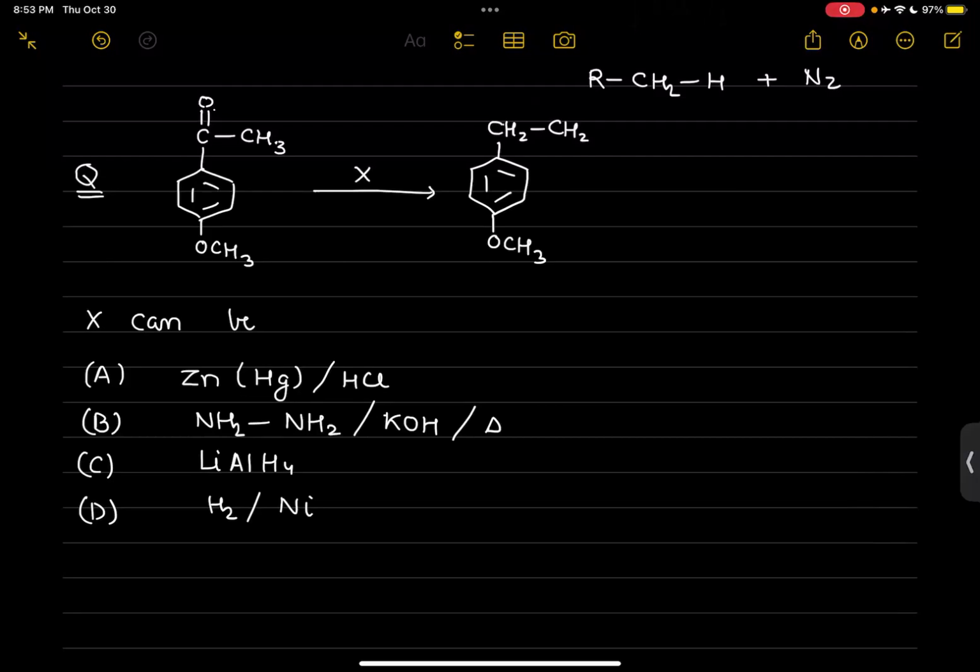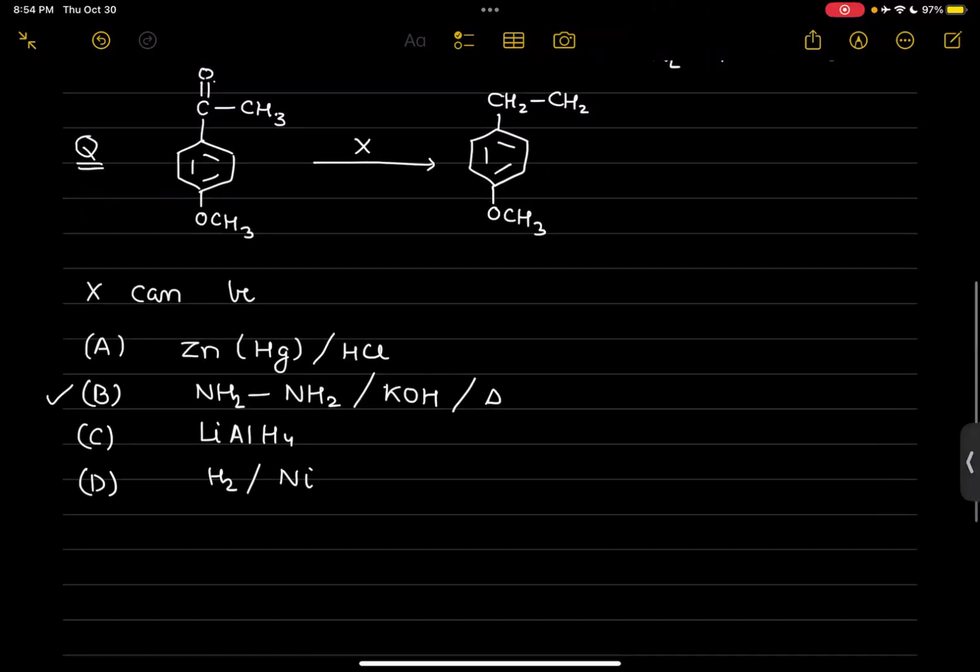Option D. Option B, yes, absolutely correct. But why is it the right option? It can be Clemmensen, it can be Wolff-Kishner. Both can fulfill the purpose. So what makes you think that B is correct, and that is the answer? B is the answer.